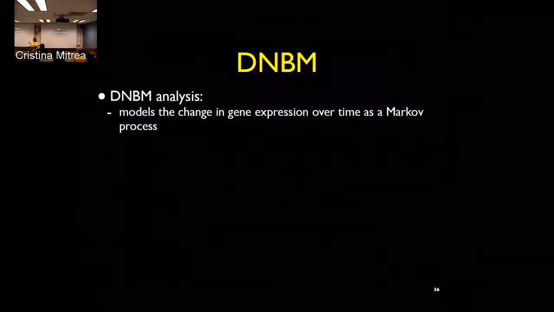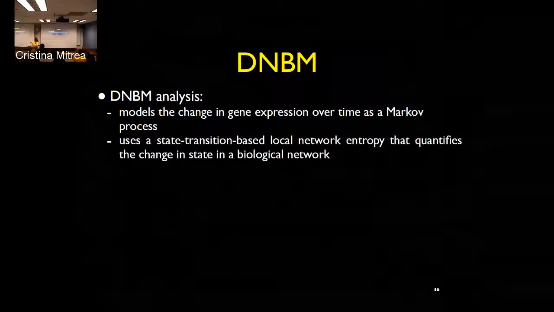So what DNBM does is model the change in gene expression over time as a Markov process. It doesn't do the impact analysis that we do, where we propagate the change of the gene. It uses a different approach and uses a state transitional based local network entropy that quantifies the change in state. So it basically evaluates the network in a different state, but it compares always with state 0. It doesn't compare all the states. It compares with state 0. So they do have a reference. They do set a reference state.